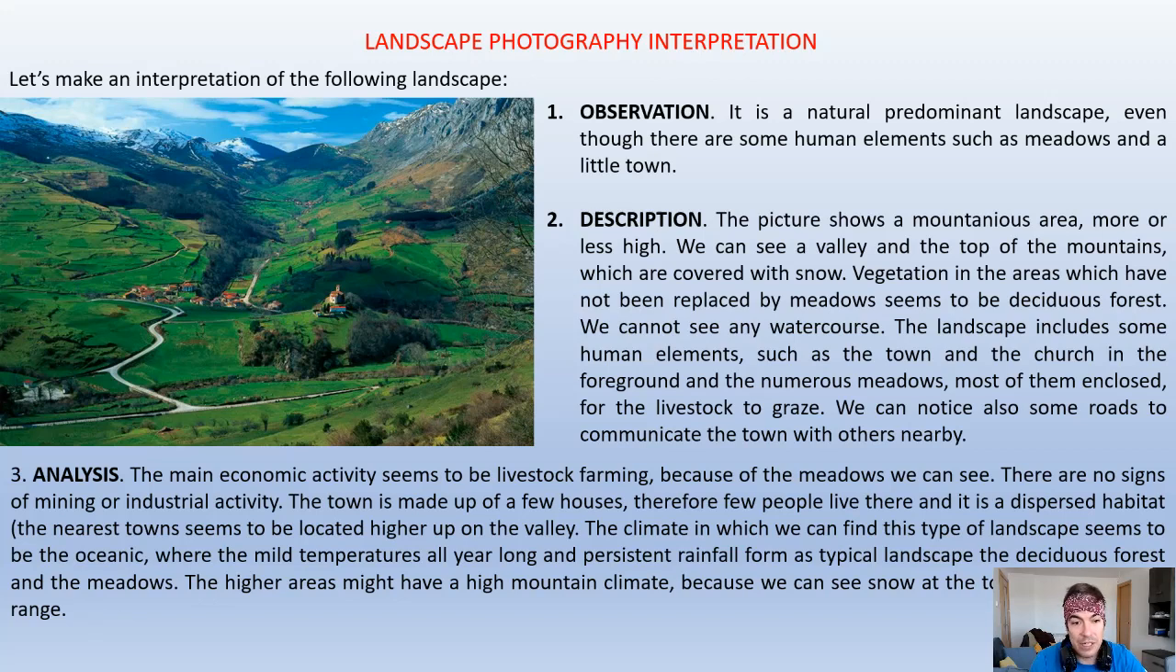It is oceanic, in fact, where mild temperatures all year long and persistent rainfall form as typical landscape the deciduous forest and the meadows. This is what we studied for the oceanic climate, so if we see deciduous forest and meadows, we know that this is an oceanic landscape. And finally, the higher areas might have a mountain climate because we can see snow at the top of the mountain range. We will study the mountain climate in the following units. So remember to justify your answers in the analysis.